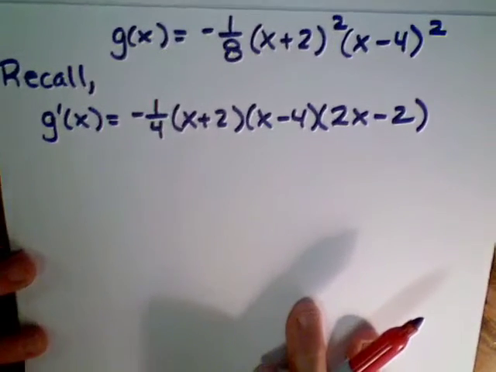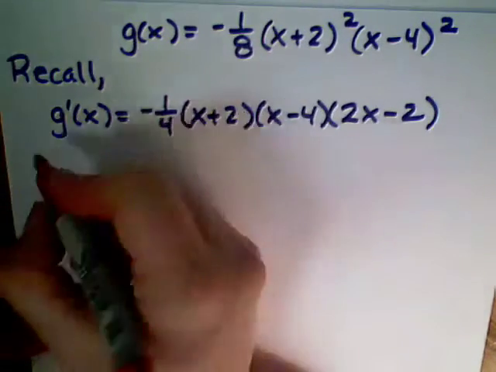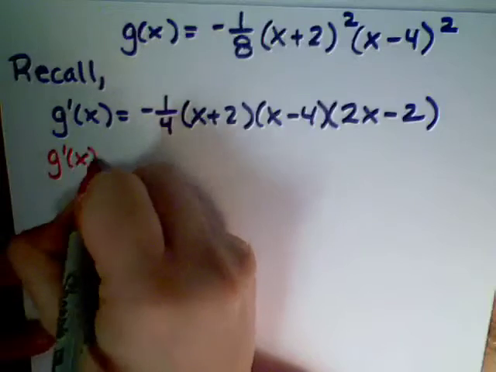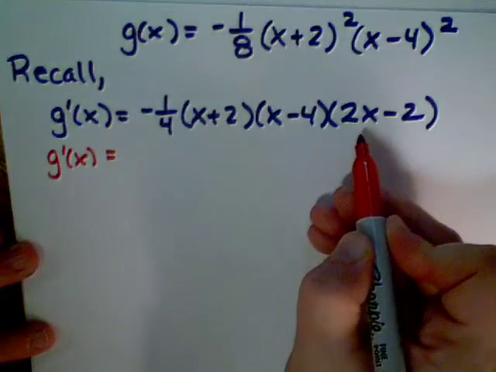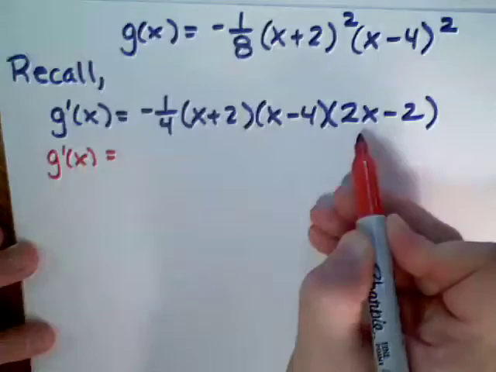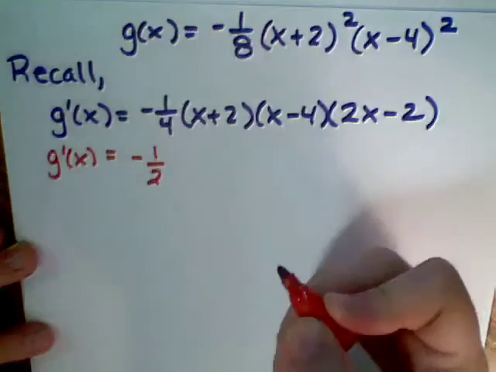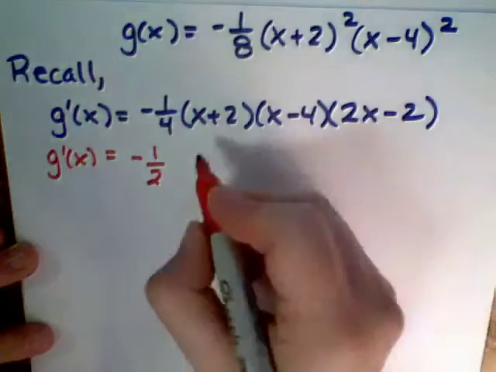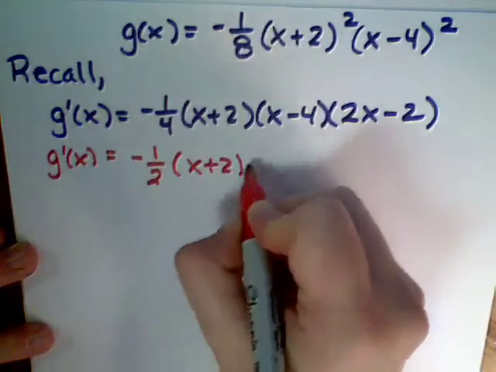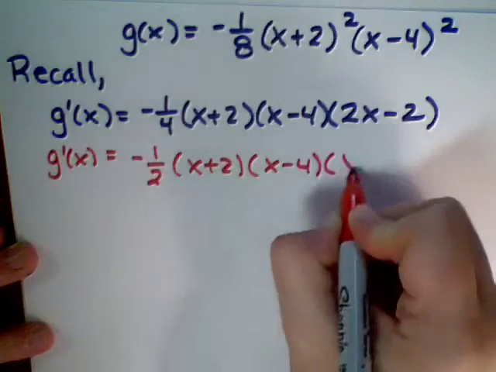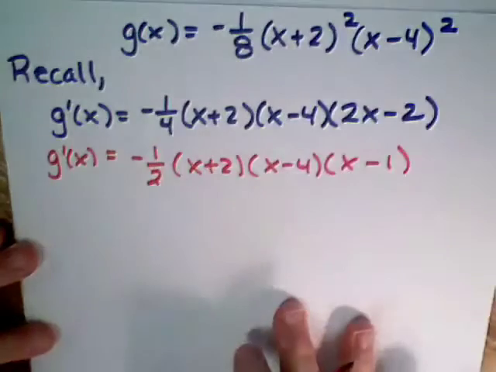To that end, I think I want to do some rewriting for g prime. I notice there's a common factor of 2 that I can factor out of the third factor. That'll make the coefficient -1/2 when I factor out that 2. And I'll write down these factors again. The third factor becomes x minus 1.